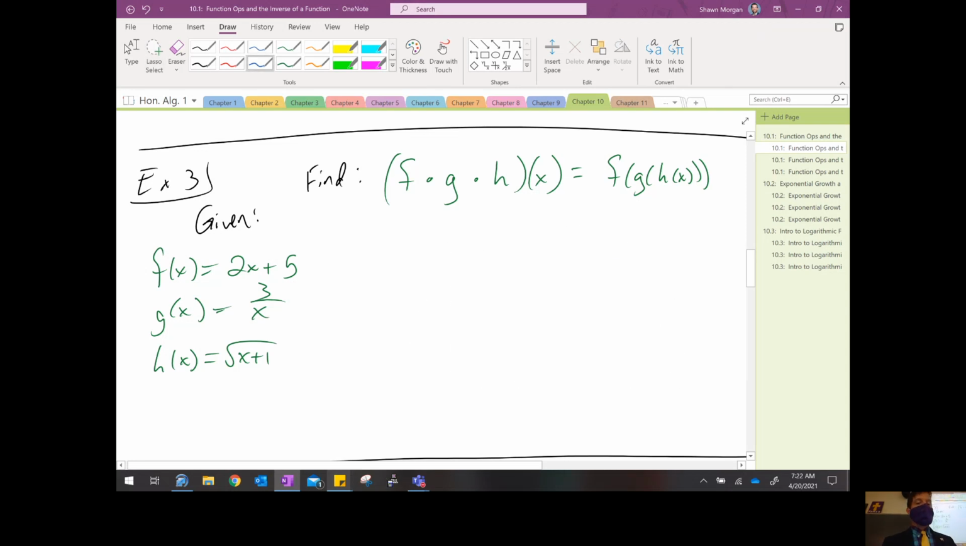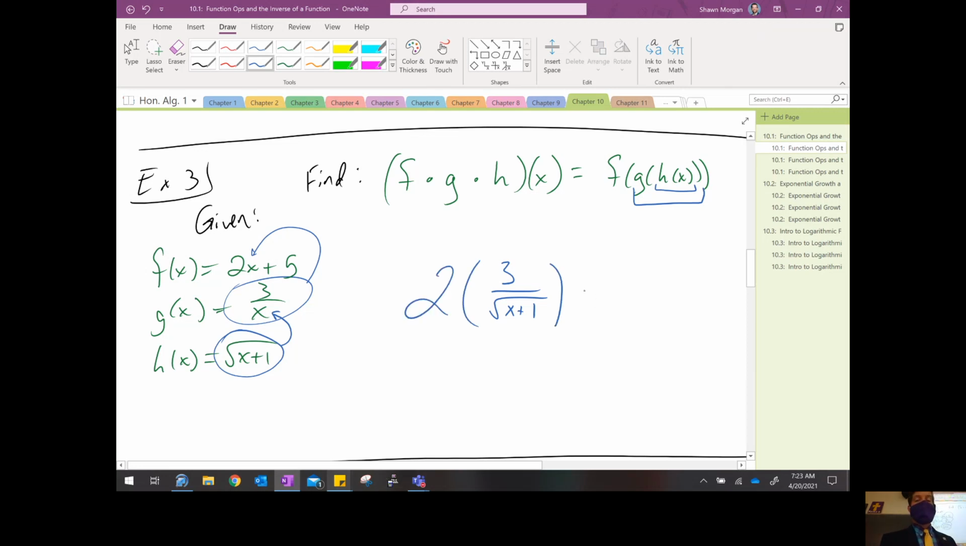So for us, what we're looking at here is my h function. What is that? It's square root of x plus 1. Square root of x plus 1 is going to be inside of the g function. Now the g function being 3 over x, instead of 3 over x, it's going to be 3 over square root of x plus 1. That's g of h. And that is going to be inside of the f function, and the f function says 2 times your input plus 5. So we now have 2 times our input plus 5. So it's a function inside of another function inside of another function. What's the innermost function? h, which is square root of x plus 1. It's inside there. And then we move out a layer, and then we move out a layer again.